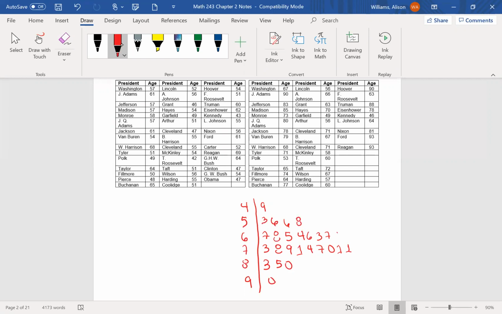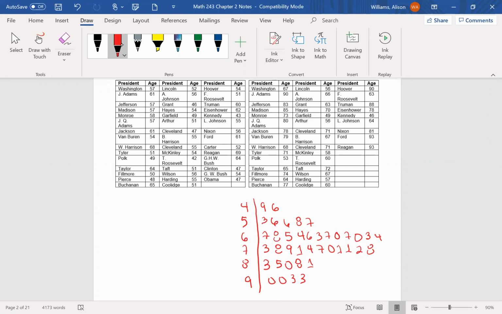Roosevelt, 60. Taft, 72. Wilson, 67. Harding, 57. Coolidge, 60. Hoover, 90. Roosevelt, 63. Truman, 88. Eisenhower, 78. Kennedy, 46. Johnson, 64. Nixon, 81. And then Ford and Reagan, 93. Okay, there we go.